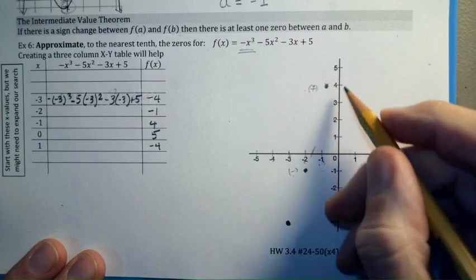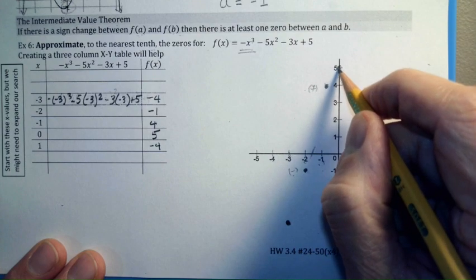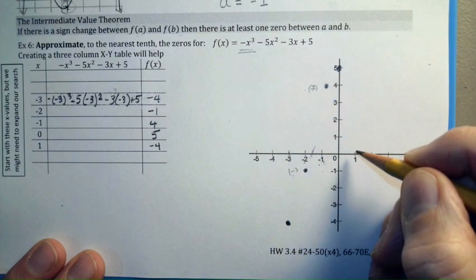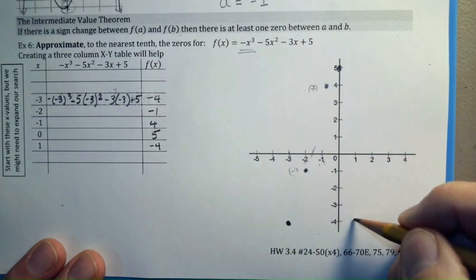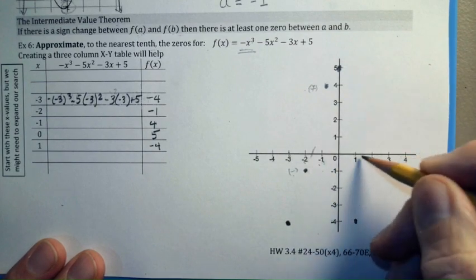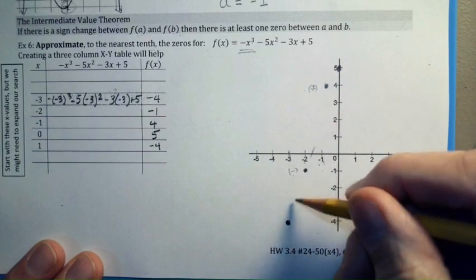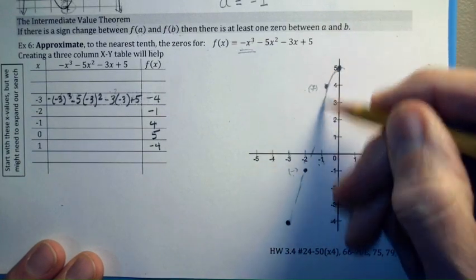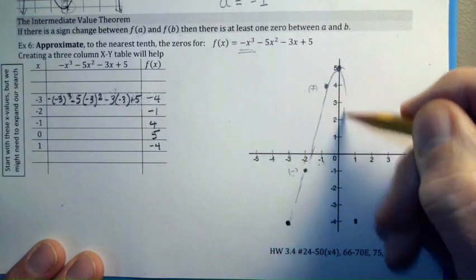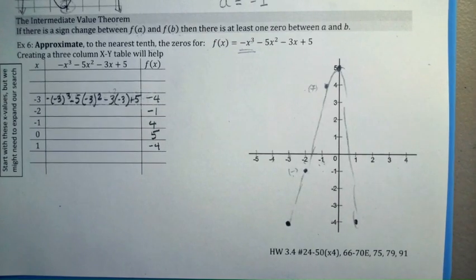All right, and then at 0, we're up at 5. And then at 1, we're back down at negative 4. So I know there's also a 0 between these two. Now, let's sketch in what we have so far. We know it's something kind of like this. This one's pretty steep and it comes down. So now where should we look for more zeros?